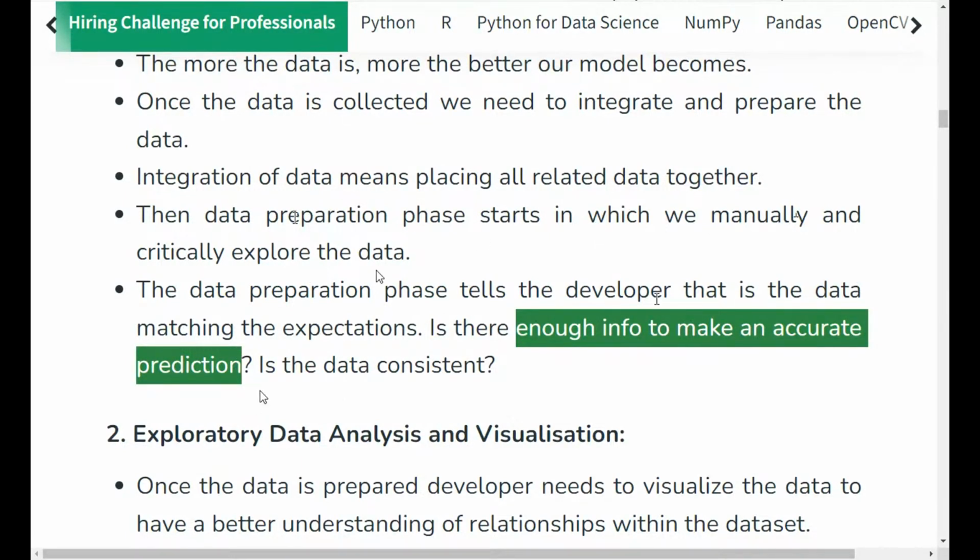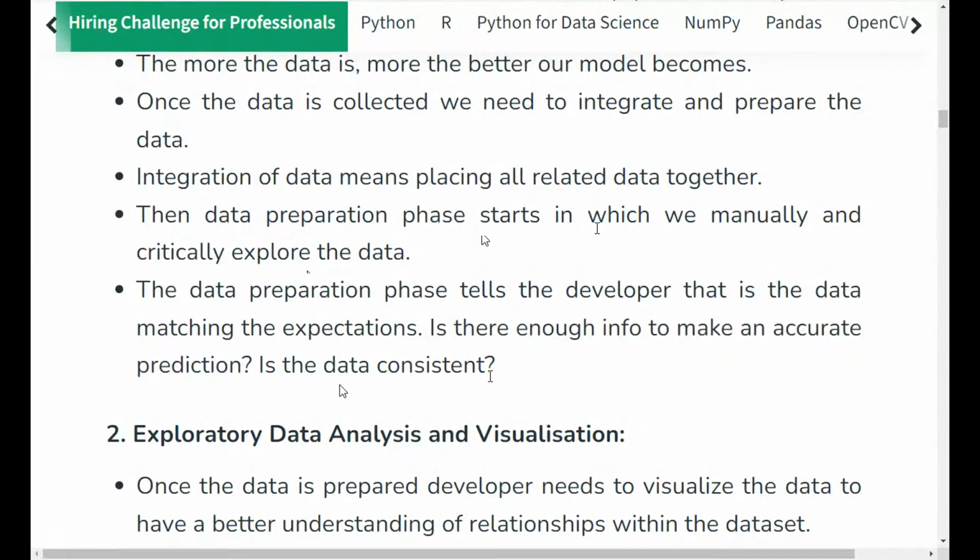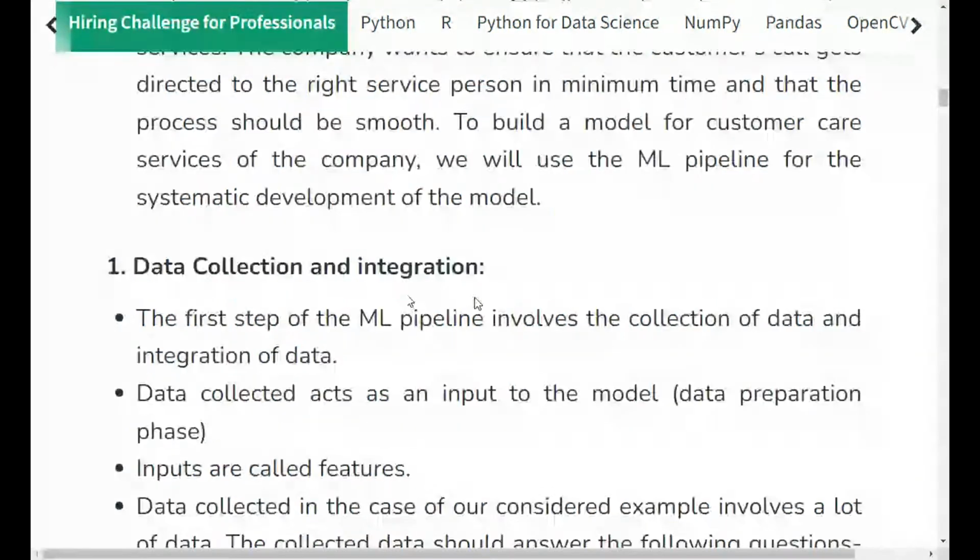Okay, is the data consistent? What does that mean? The data has to be consistent with whatever it promises in the heading. If a column heading says something, the features in those columns and rows must be consistent with it. So that is data collection and integration, the first phase.